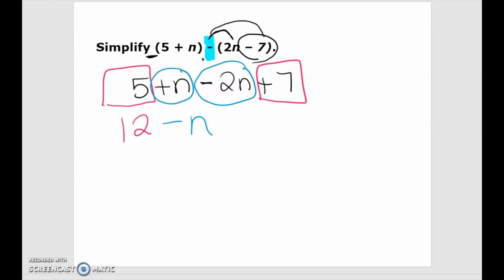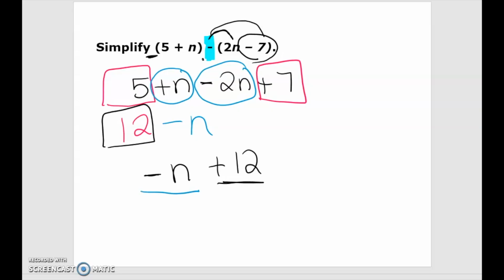minus n, or you could see this written as negative n plus 12. Remember, we're focusing on each term. So the 12 is positive, and the n is negative. So either way could be written. They're both correct.